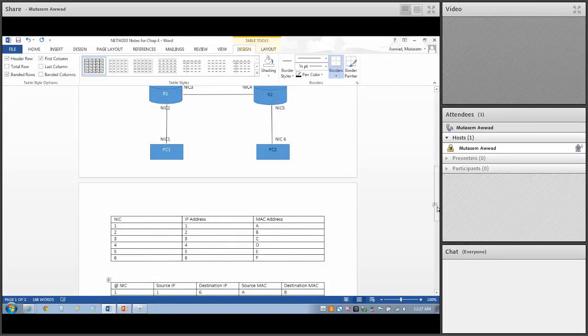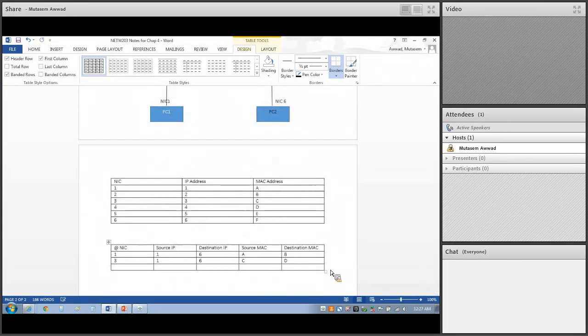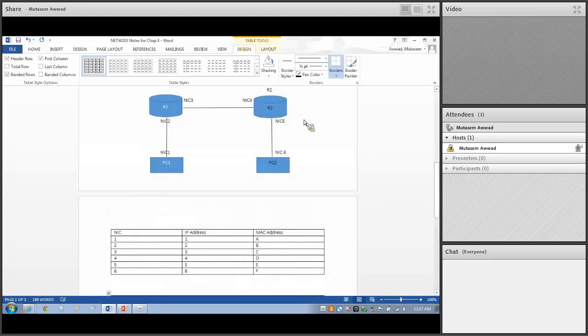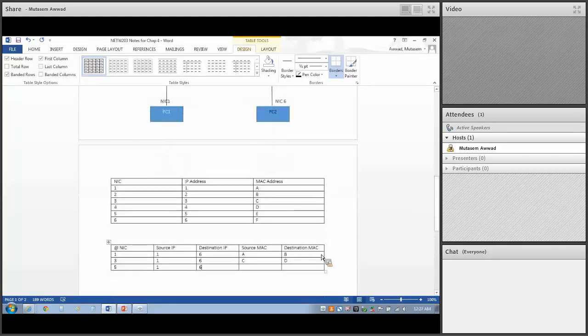Now let's say you are at NIC 5. What would be the source IP? The packet doesn't change, right? You just pull the packet and you are re-encapsulating it into another frame. Okay, now what would be the source MAC address at NIC 5? He's the sender. NIC 5 is the sender, right? So NIC 5 is E. What would be the destination? F, right? NIC 6 will be receiving that frame.